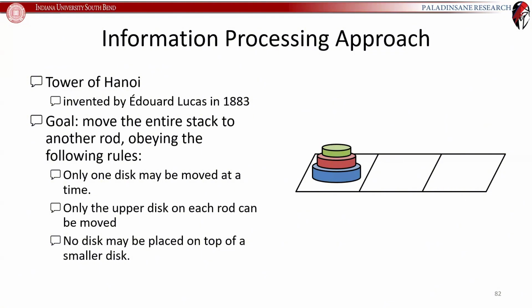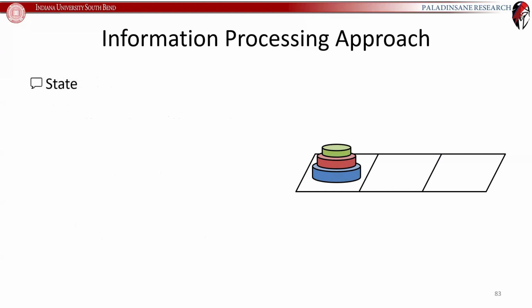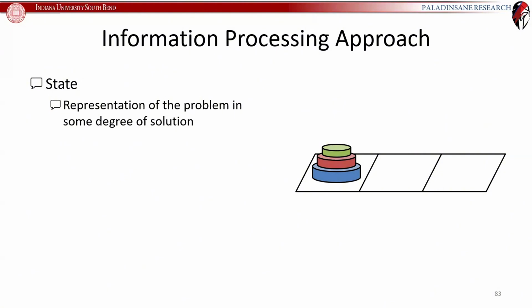So that's the problem. And we're going to take a look at this, and we'll see the solution in a bit. But we'll take a look at this because it is one of the clearest ways to define the aspects of an information processing approach. So we'll start off with the concept of state. So the state is the representation of the problem in some degree of solution.